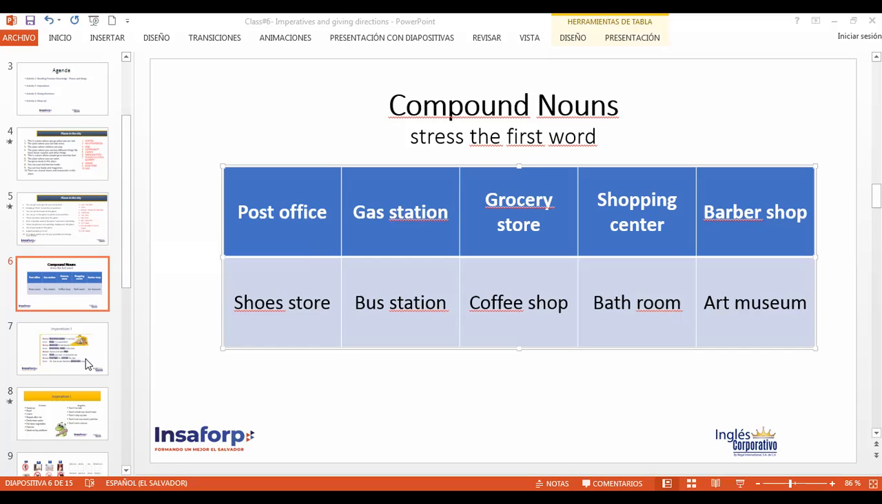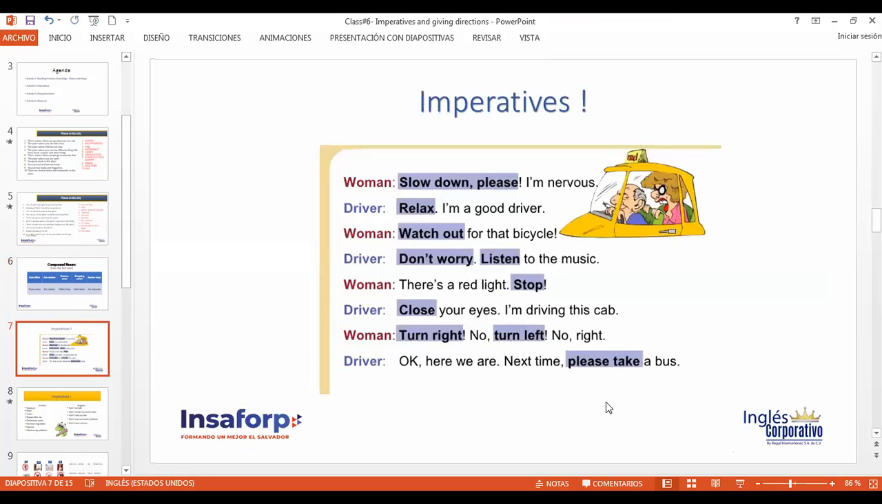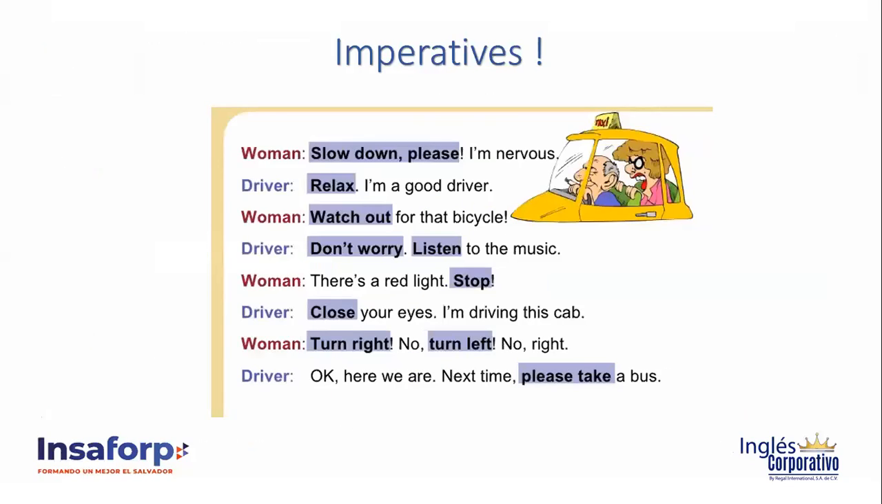Very good. Let's continue with the other slide, which is imperatives. What are imperatives? Imperatives are orders, commands, or instructions. And they are very easy to structure because you just have to say the verb. There is a conversation here. I would like some volunteers to read the conversation. I need two volunteers. One to be the woman and one to be the taxi driver.